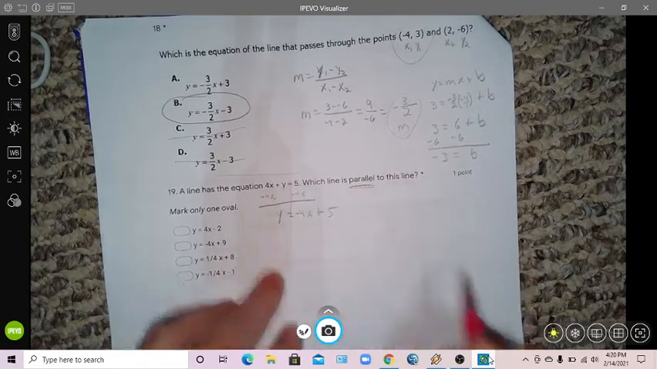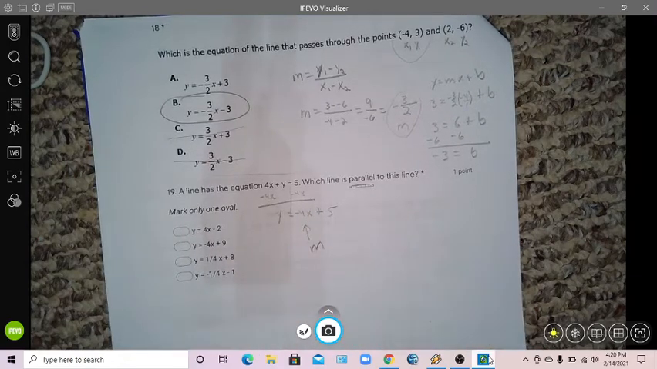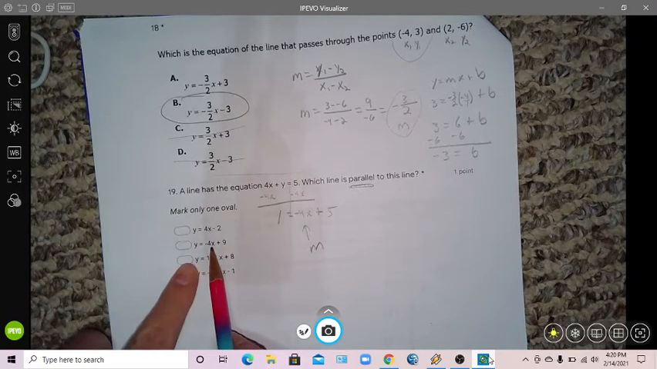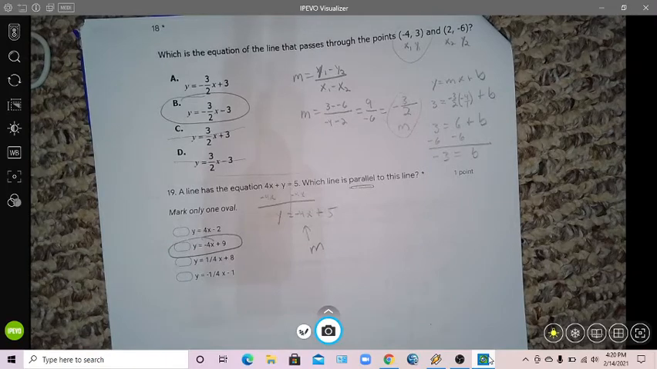Parallel, so I want the same slope. There's the m. I want a line that has a slope of -4. The only one that has a slope of -4 is the second option.